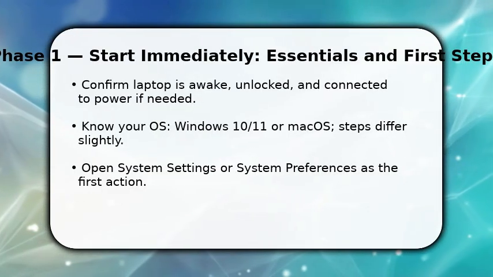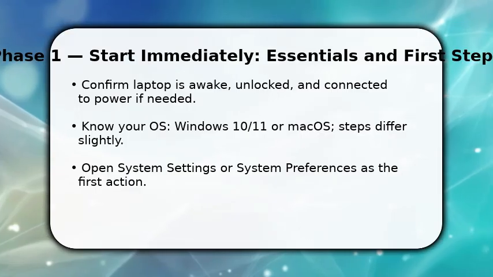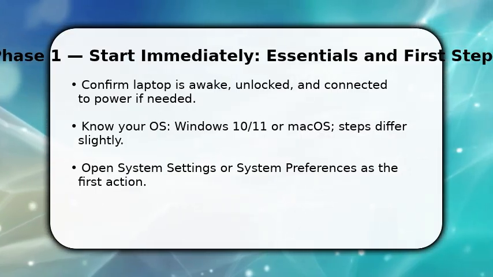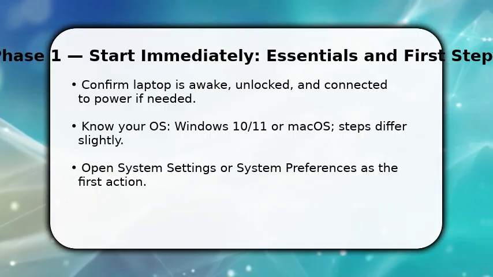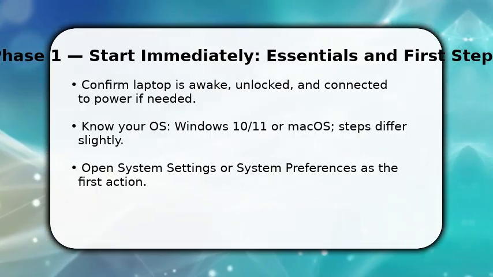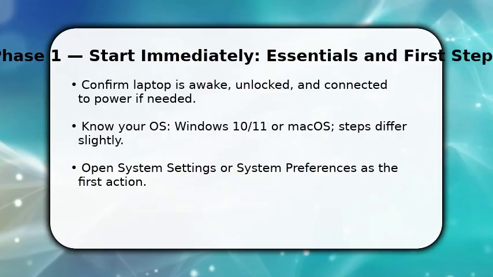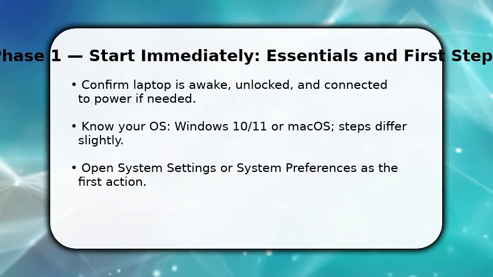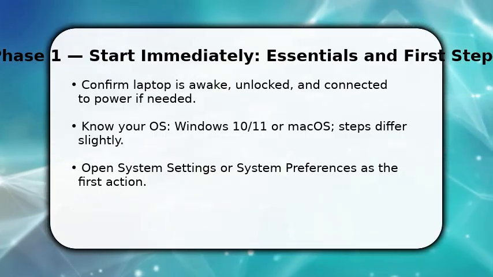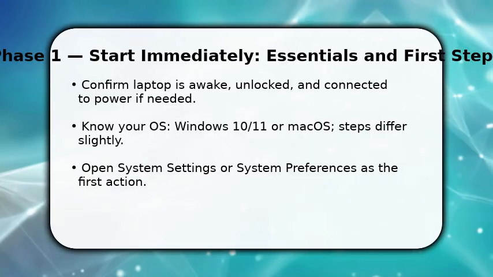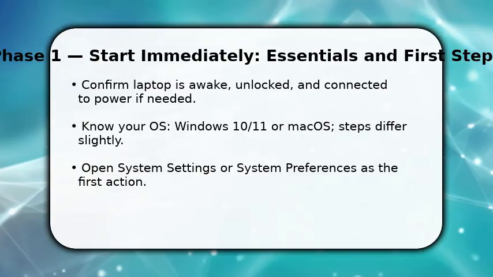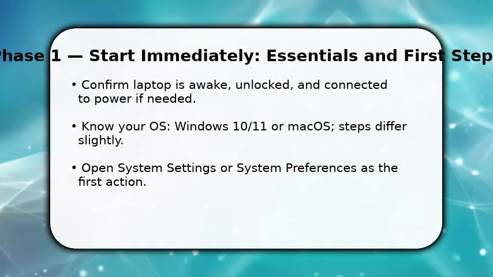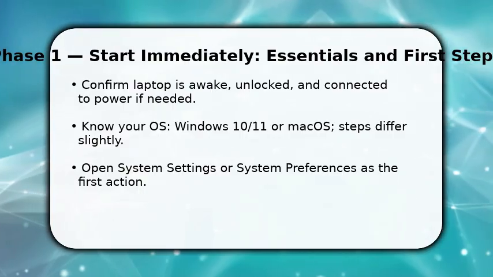You start by confirming prerequisites. Your laptop is awake and unlocked, and you know whether you're on Windows 10/11 or Mac OS. Once done, open Settings, press Windows key plus I on Windows, or click the Apple menu and choose System Preferences on Mac OS. This first action is essential because Do Not Disturb options live inside system-level controls. Make sure you have admin access if settings are restricted.